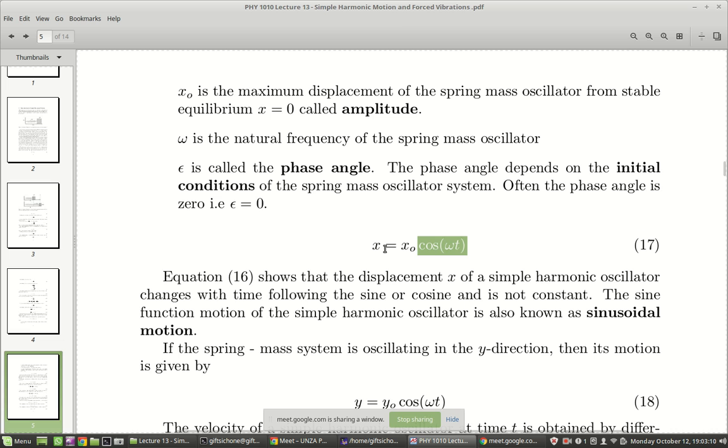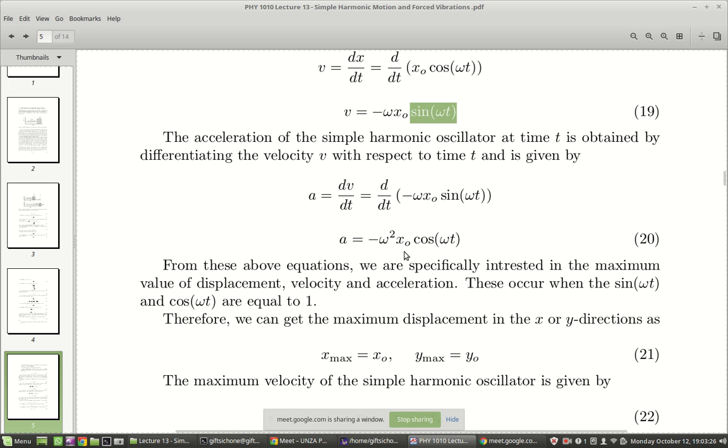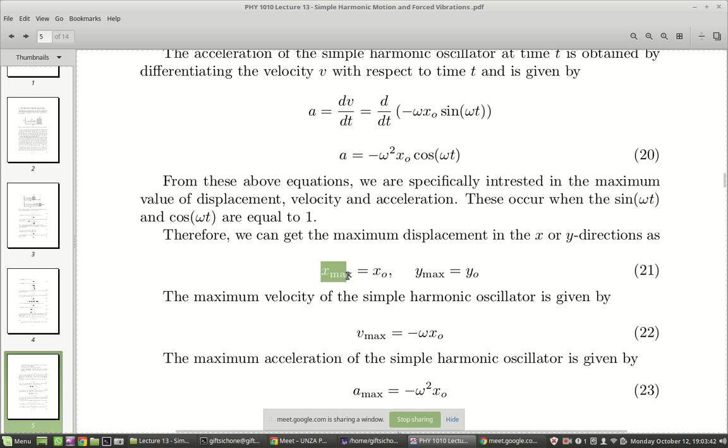This we know how to work out. This is the amplitude. So basically you get your x max. x max is equal to x naught. Maximum velocity is equal to minus omega x naught. For you to get maximum velocity, this bit I've highlighted has to become equal to 1. For you to get maximum acceleration, this sin omega t needs to be equal to 1. Then you get minus omega squared x naught. That's what you get there.